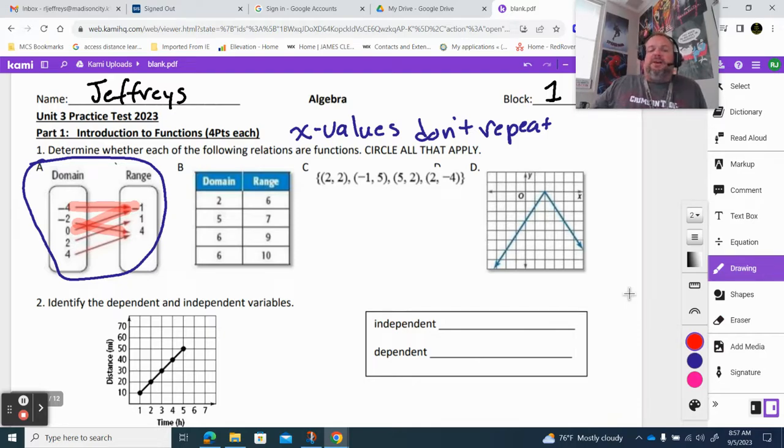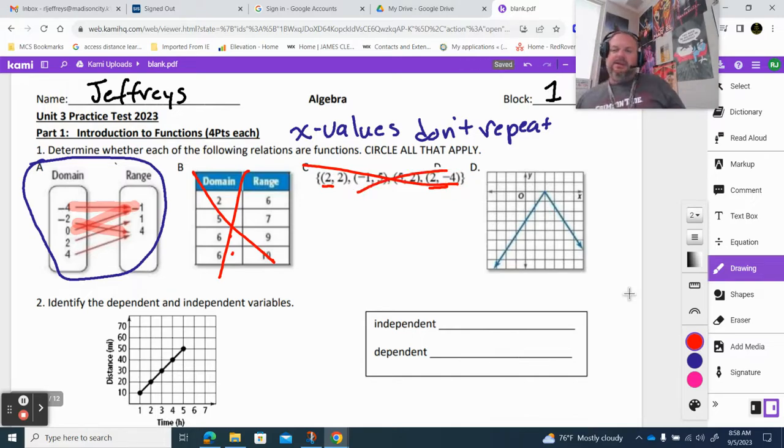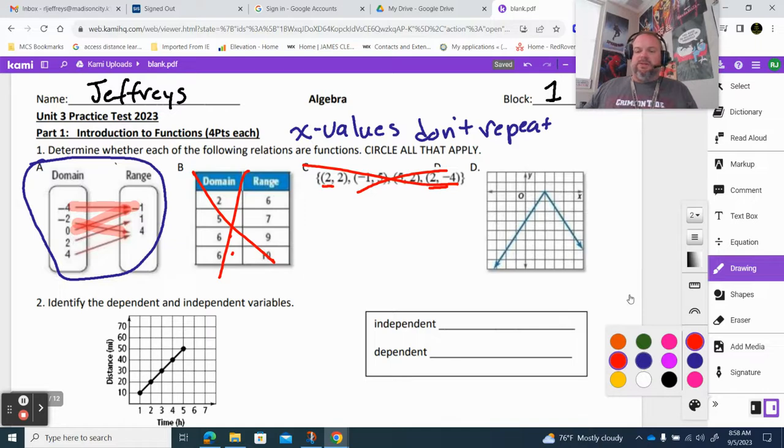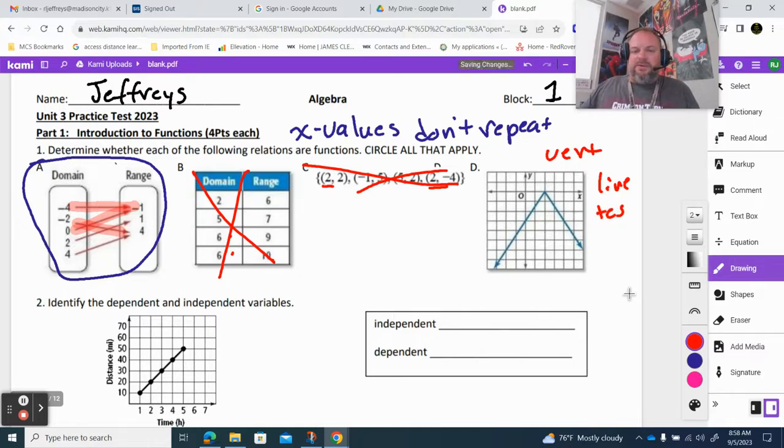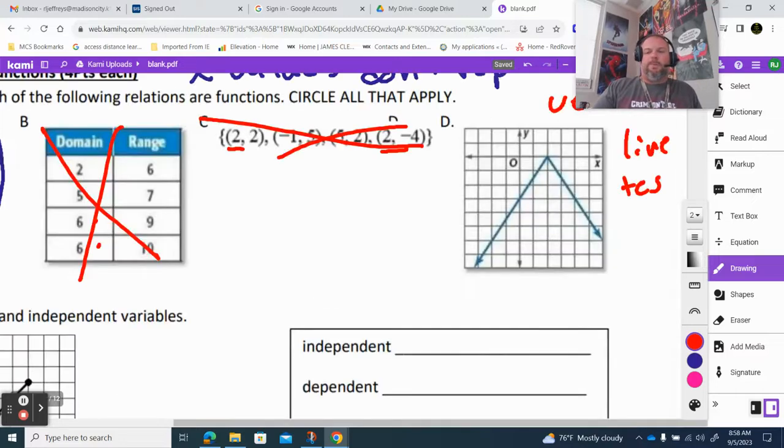On B, does any of our x values repeat? Yeah, these two repeat, so this one's not one. All right. On C, let's see, 2, 2. All right, these two repeat, so it's not one. And then this one we have to use what's called the vertical line test. Now that means every time we draw a vertical line, it's only going to touch once. So let's zoom in. And if so, it touches once. It looks like every time we would draw one, it touches once.